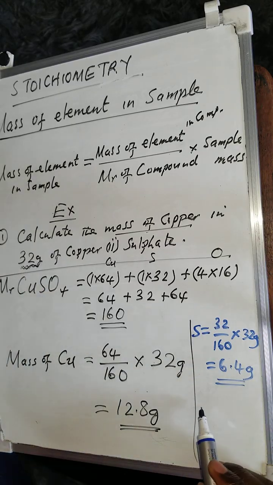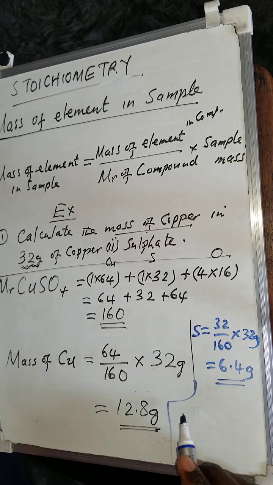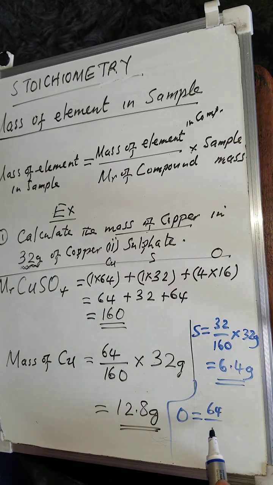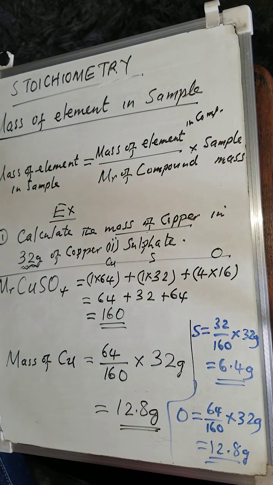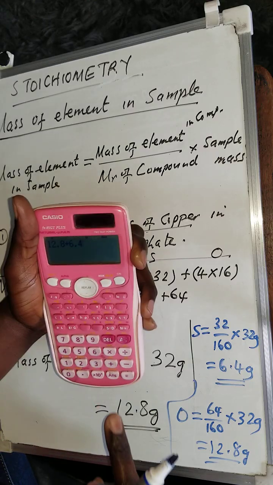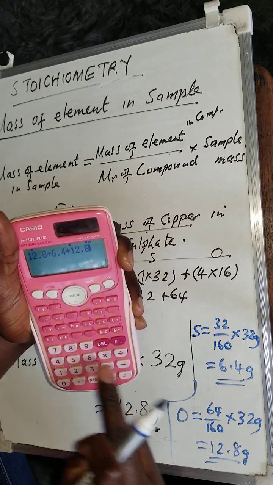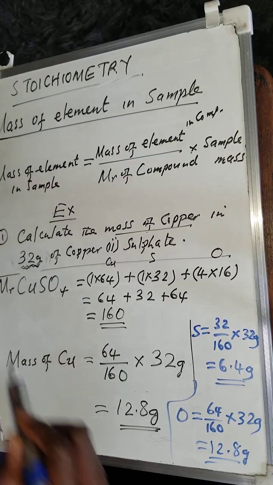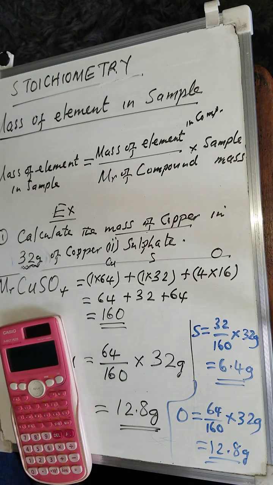You would also find how much oxygen there is. What is the mass of oxygen, which is 64 over 160 multiplied by the 32 grams. So it will still give you 12.8 grams. And interestingly, if you add the total masses, 12.8 plus 6.4 plus again 12.8, you should get a total of 32 grams that you have been given there. So that is basically how you can go about that.